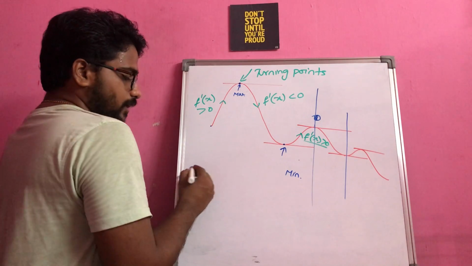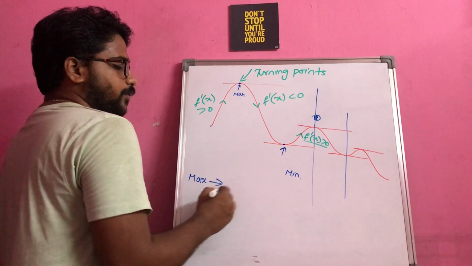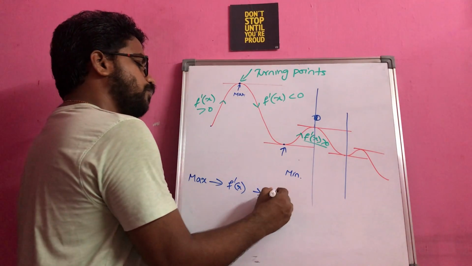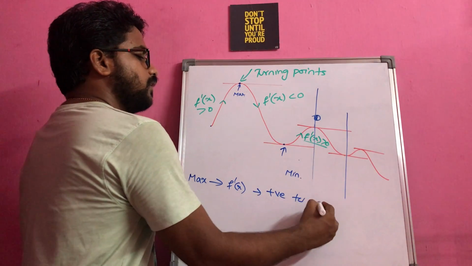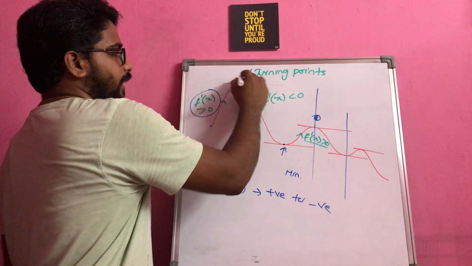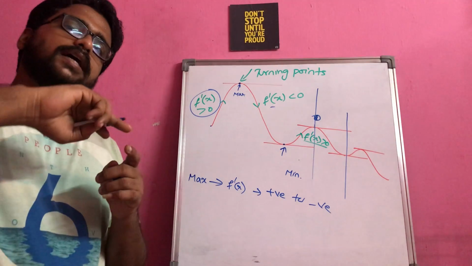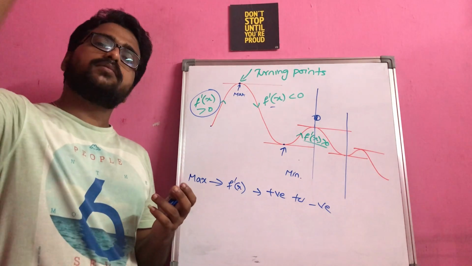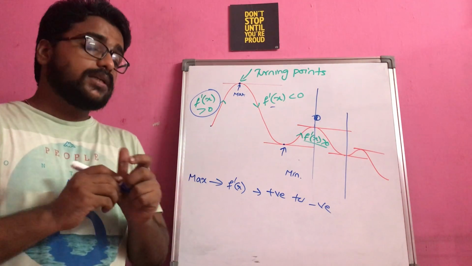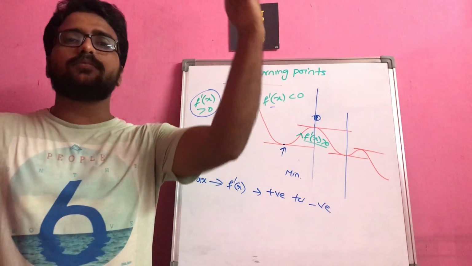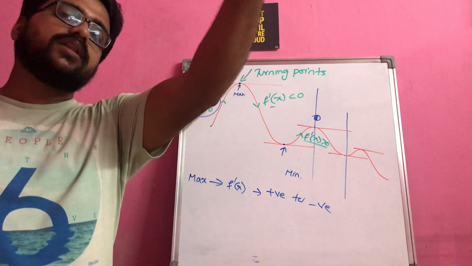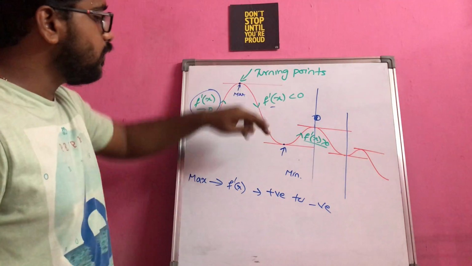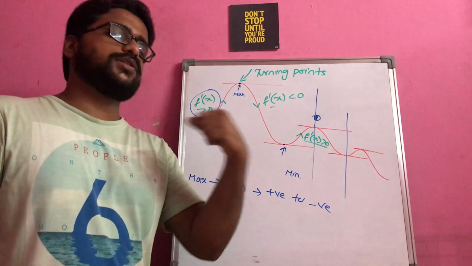Whenever you are able to identify the maximum point, it means the function behavior f dash of x is changing from positive to negative, in the sense that it is increasing before, later it is decreasing. Whenever the function starts increasing and then turns into decreasing, it gives you the maximum. The function tries to reach the maximum value and is unable to go beyond that. From there it turns back downwards. That's why f dash of x is changing from positive to negative.